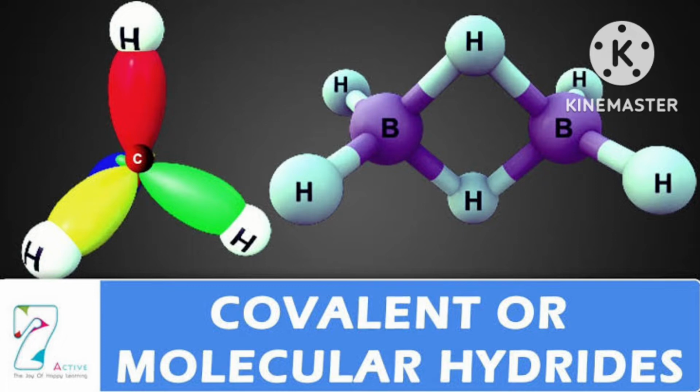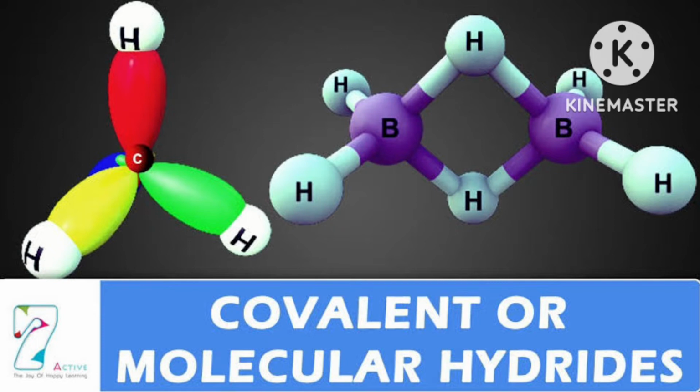Ionic or saline or salt-like hydride. First I will discuss this. These are stoichiometric compounds of dihydrogen formed with most of the s-block elements, which are highly electropositive in character. However, significant covalent character is found in the lighter metal hydrides such as lithium hydride, beryllium hydride and magnesium hydride. In fact, beryllium hydride and magnesium hydride are polymeric in structure.